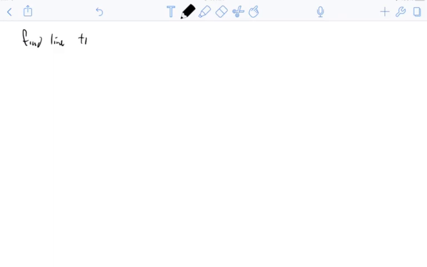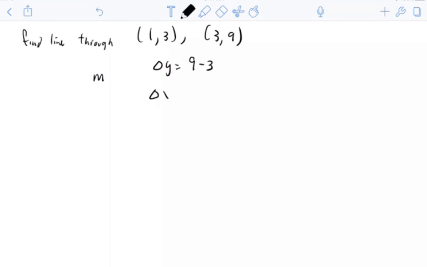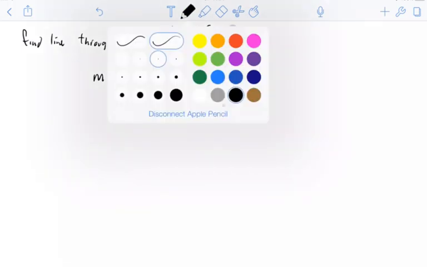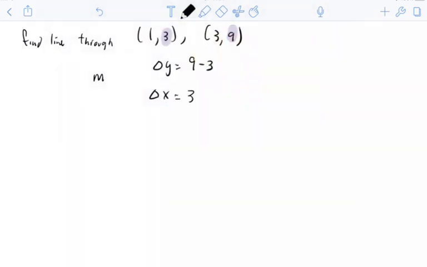Find a line through (1, 3) and (3, 9). First, I'll calculate the slope because I just want to demonstrate how to do that. So delta y, that's 9 minus 3. And then delta x is your final x coordinate minus your original x coordinate. So this is 6, and this is 2. So your slope is 6 over 2, which is equal to 3.